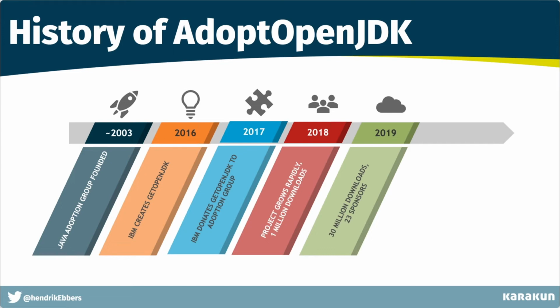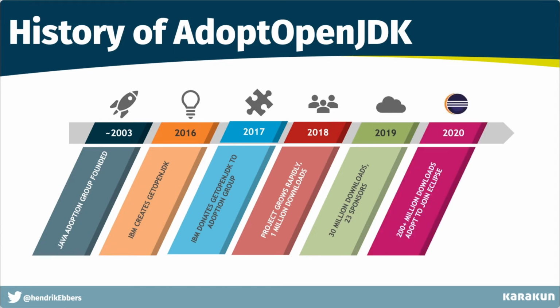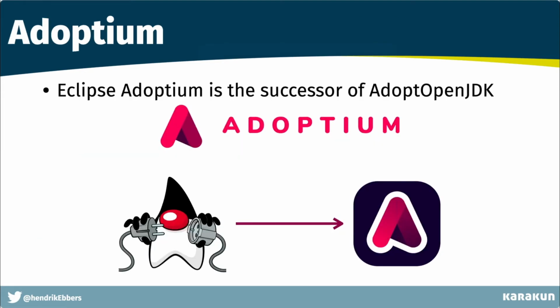Based on this, we decided that it makes sense to move AdoptOpenJDK and what has been created within this project to a foundation. We had a look at the foundations out there, talked with some of them, and then in 2020 decided to join the Eclipse Foundation as a top-level project and a working group. This was a moment where we already had over 200 million downloads of Java binaries. And yes, this is where we are today.